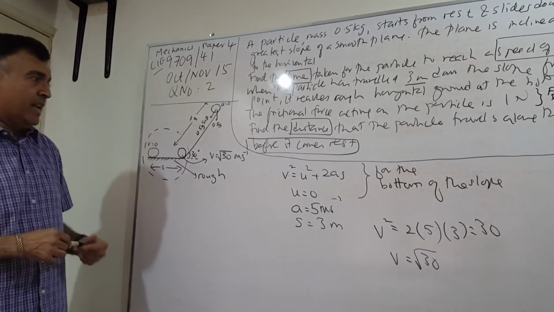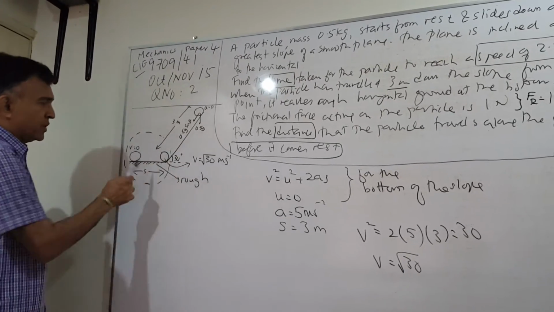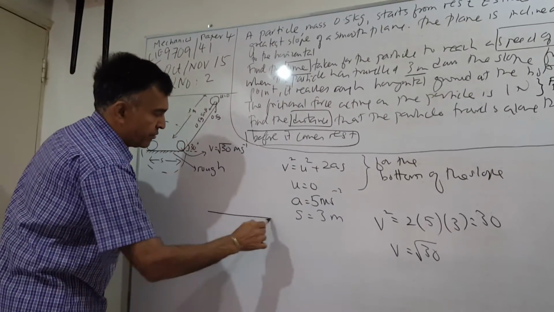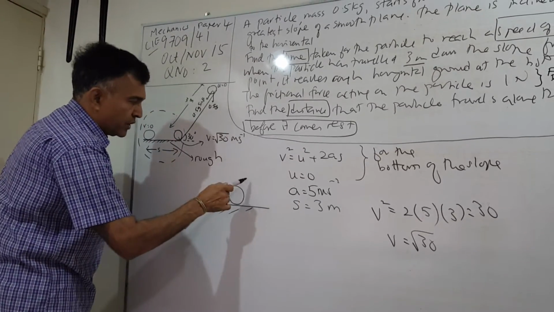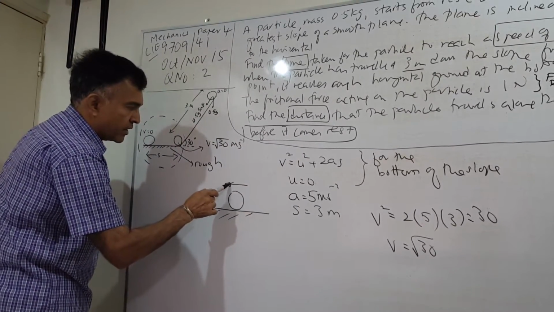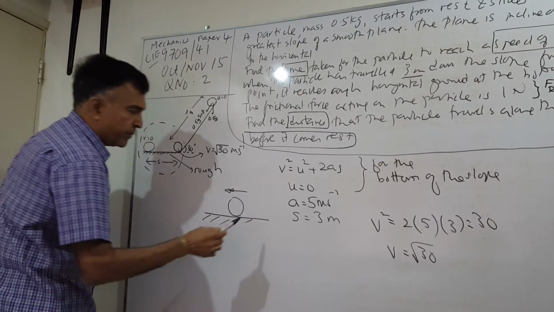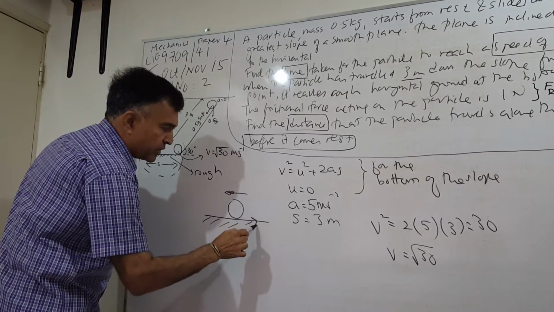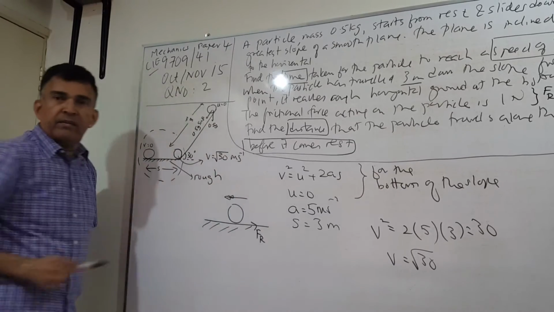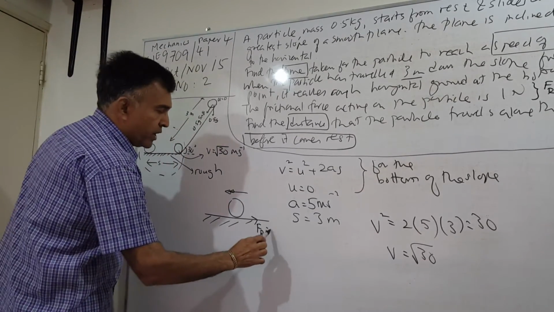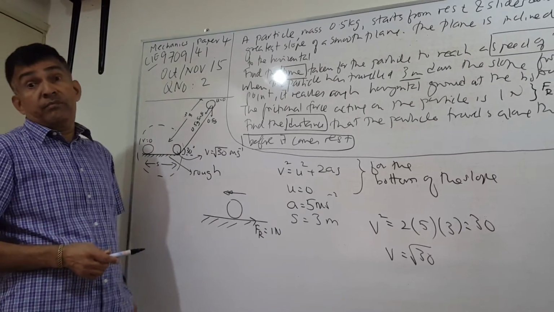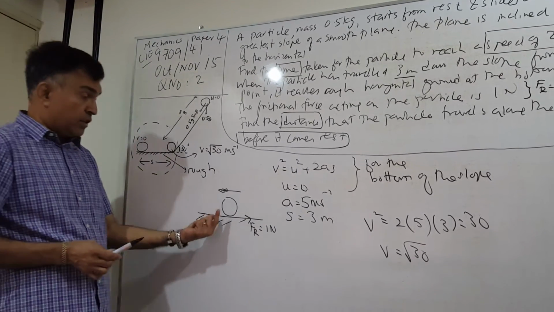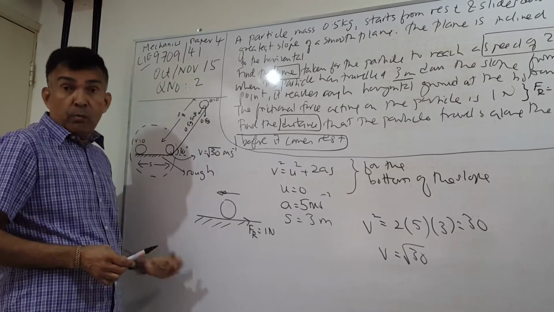Good. Now, let's look at the motion here. Let me draw a picture for you. This is rough horizontal ground. The object is going this way, and therefore I have my frictional force going this way, and that is 1 Newton. Any other forces acting on this particle? No. The only force acting on this particle is the frictional force, opposing motion.